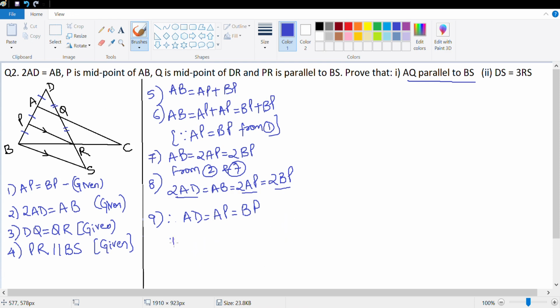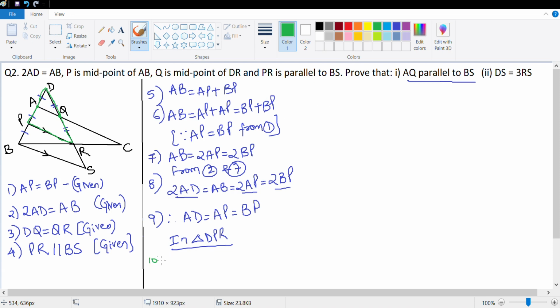Perfect. So now let's see if we can use something and get what we want. So let's look at triangle DPR. Why am I looking at this triangle? Because I already know Q is a midpoint, and I know now that A is a midpoint. So the line which joins A and Q will be parallel to PR using midpoint theorem. Perfect. So now I've got my answer.